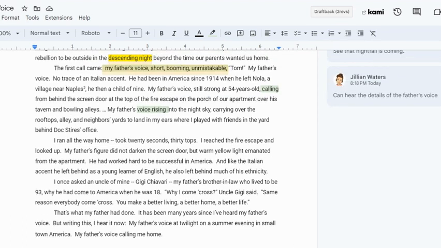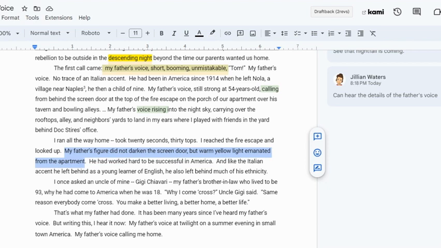So as I go through here, there's a few things that I might have highlighted as sensory details. So hopefully you did the same as you read. And the first thing that I would say is I can see this very visual detail. My father's figure did not darken the screen door, but warm yellow light emanated from the apartment.